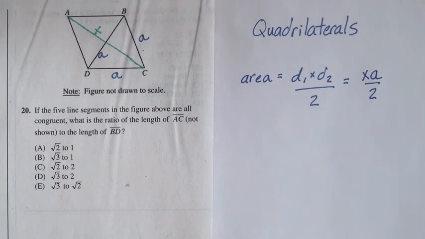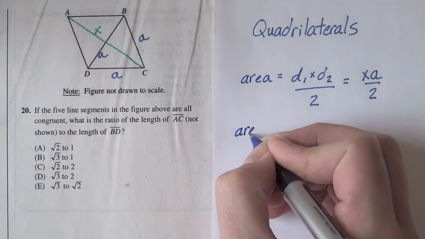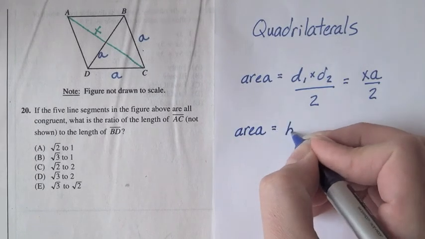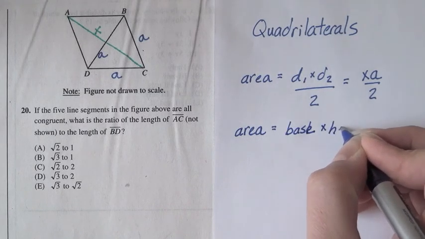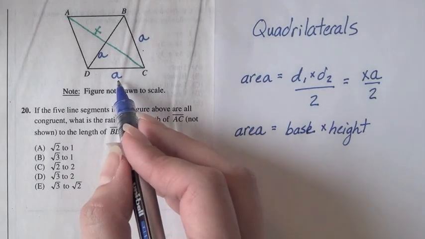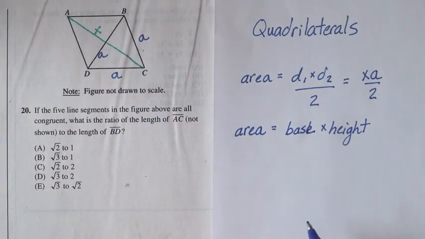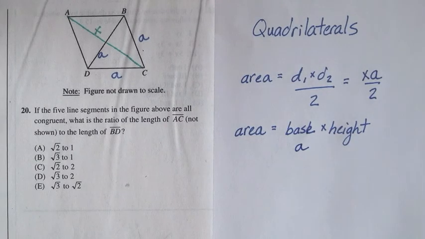Of course, this doesn't help us find the ratio of X to A, which is what we're looking for, right? The ratio of the length of the 2 diagonals. We're going to need another formula that involves these 2 variables. So there's more than one way to find the area of a rhombus. You can also find it, that should be base times height, just like any other quadrilateral. We know the length of the base, it's A. The trouble is finding the height. So the base is A, the height we're not sure of.